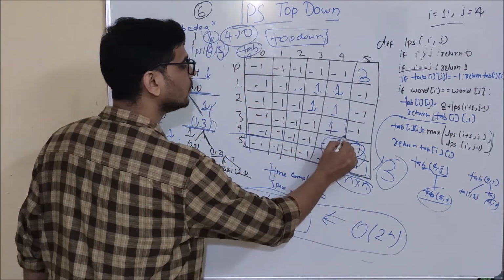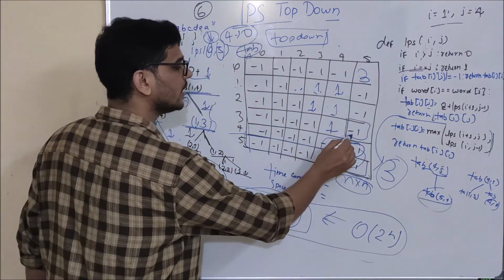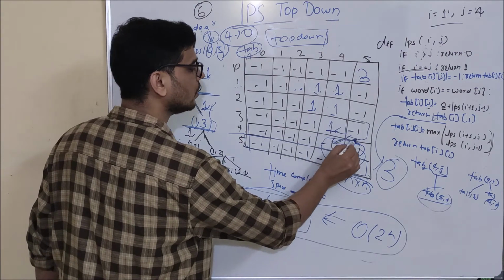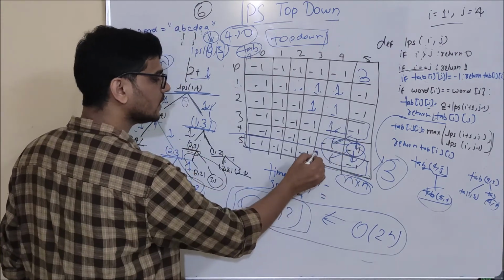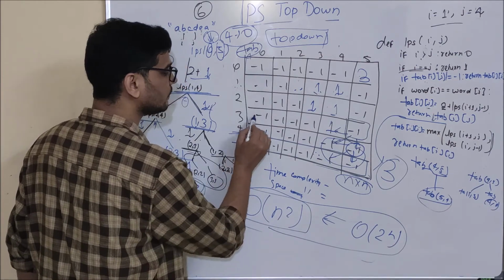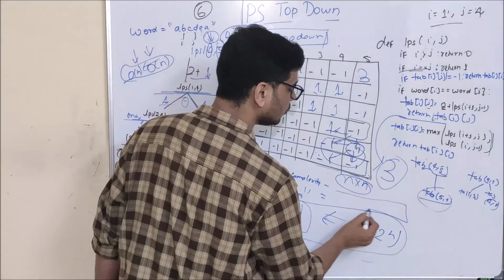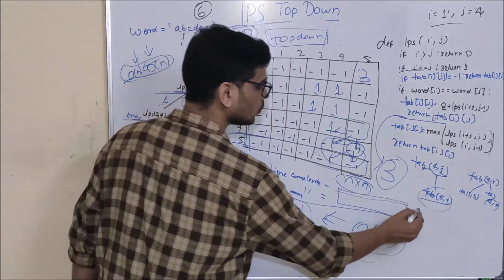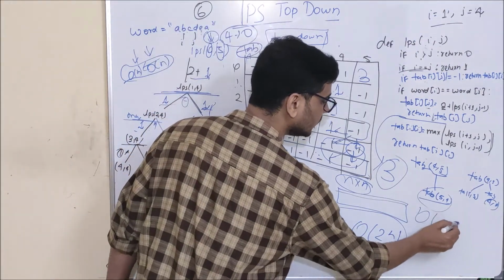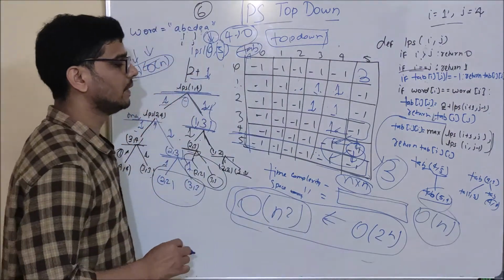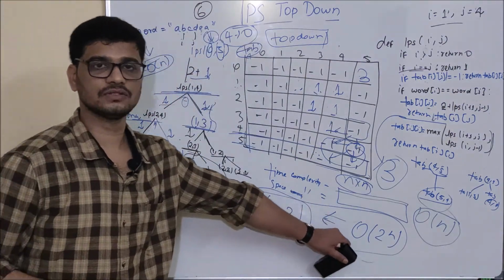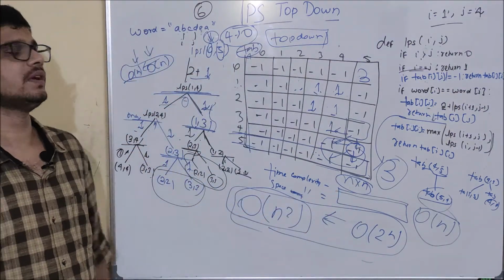If I will be here, we will either be taking value from here, here or here. We will not take value from row number 5 if I am at row number 3. So basically we need only one row. So our space complexity can be reduced to order n, but time complexity cannot be reduced.